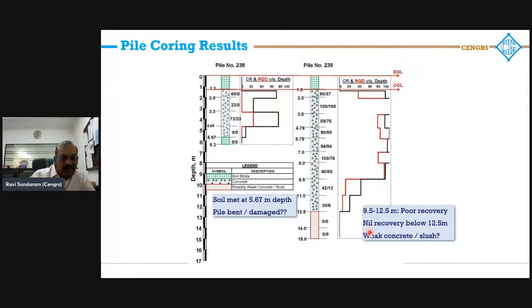Now, when we did the coring, what was surprising is that in the top portion, the core recoveries and RQDs were good, but when I hit this weak zone here, my recovery and RQD reduced, which tells me that probably something has happened here. And this damage was at 5.67 meter depth, you can see here. What's happening? So nil recovery below 12.5 meter, that is a weak slush. So around 5 meters, there is a problem here.